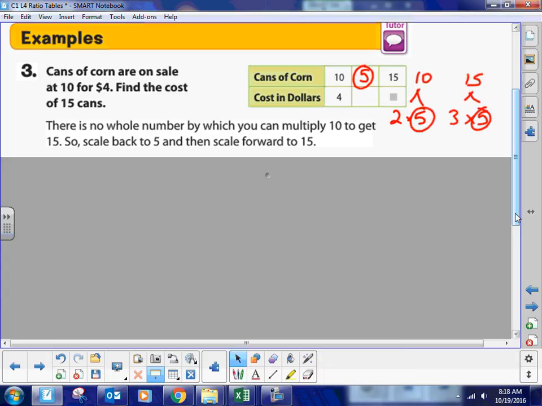Okay? So what do you have to do to 10 to get it down to 5? You have to divide by 2. And then you can easily see that you need to multiply by 3 to get it back up there. Whatever you do to the top, just do to the bottom. You divide it by 2, which gives you 2, and then you multiply by 3, which gets you 6. Okay?